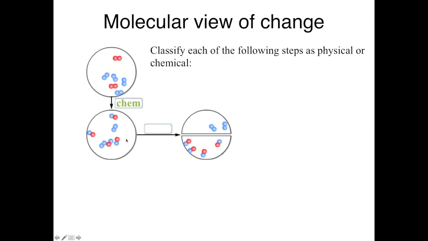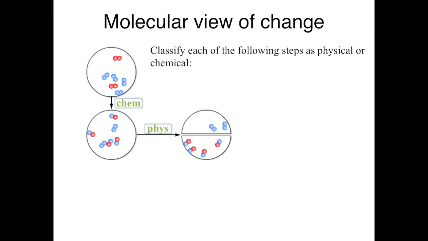Very good. How about from this step to this step? How would you describe the change? In one chamber, I only see the blue compound, and in the other chamber, I see the blue-red compound. Okay, so this is a physical change because you have not created anything new. You basically separated the two molecules into two different chambers.